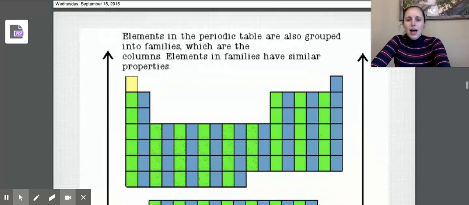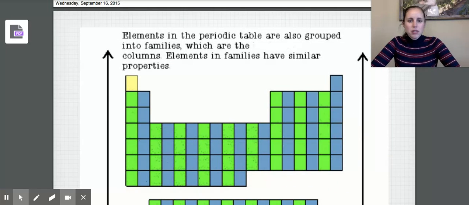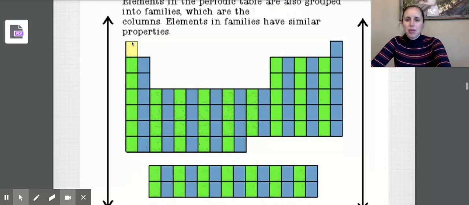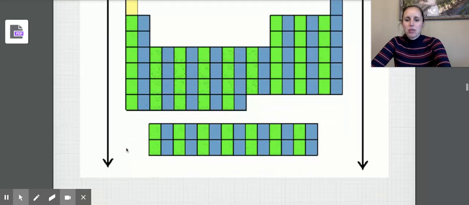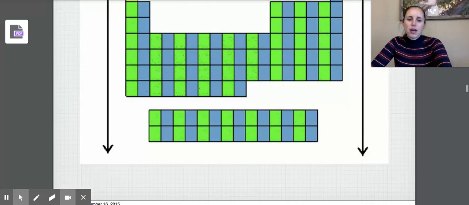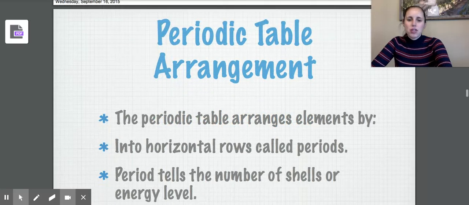All right, elements in the periodic table are grouped into families. Anything in a family has similar properties. So anything in this family is going to have similar properties. Anything in this family has similar properties. And that's actually how the periodic table was originally arranged.